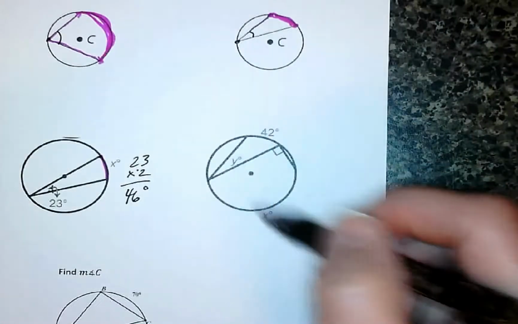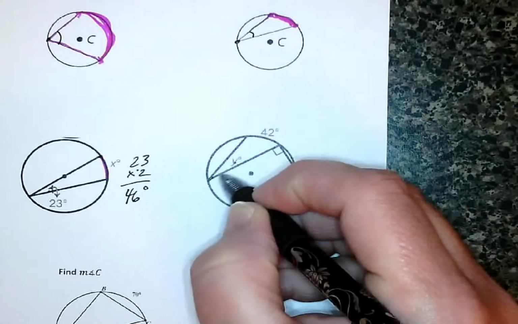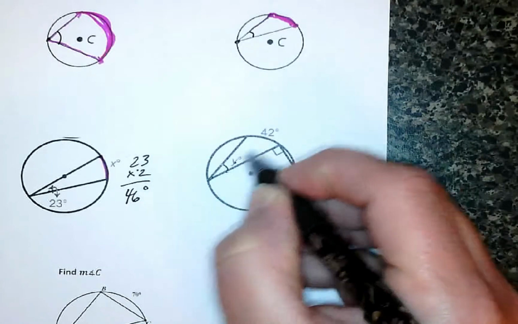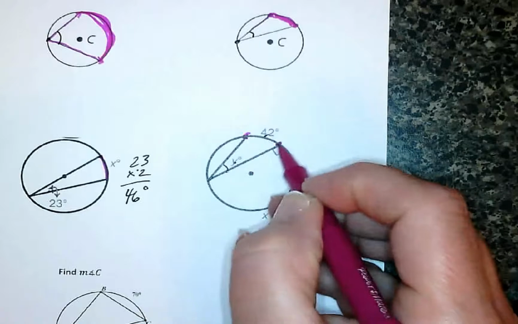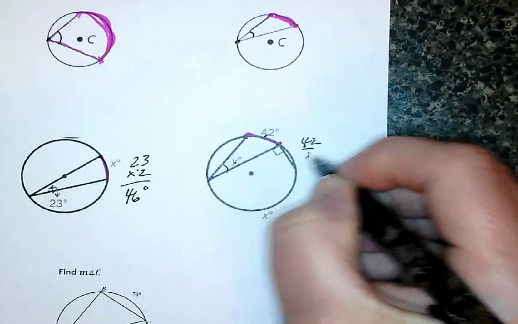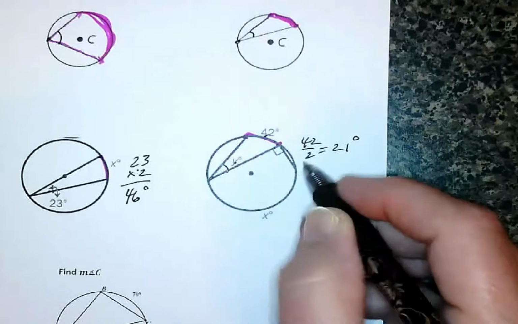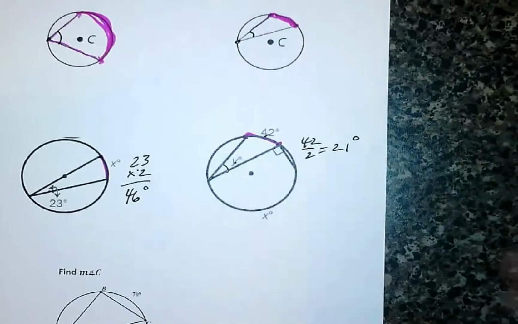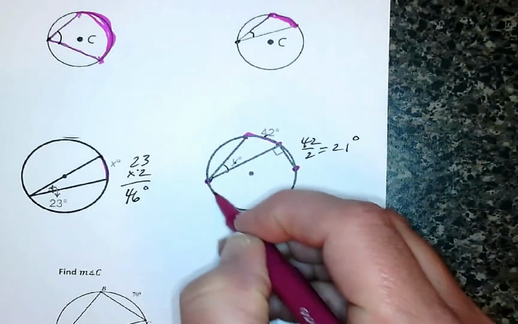This one actually has 2 that they want me to find. Y is an inscribed angle. It's going to be 1/2 of the arc. If I follow those sides out, the arc that we're looking at is here, 42 degrees. So 42 divided by 2 is 21 degrees for this angle right here. X is finding the arc from here over to here. That arc right there.